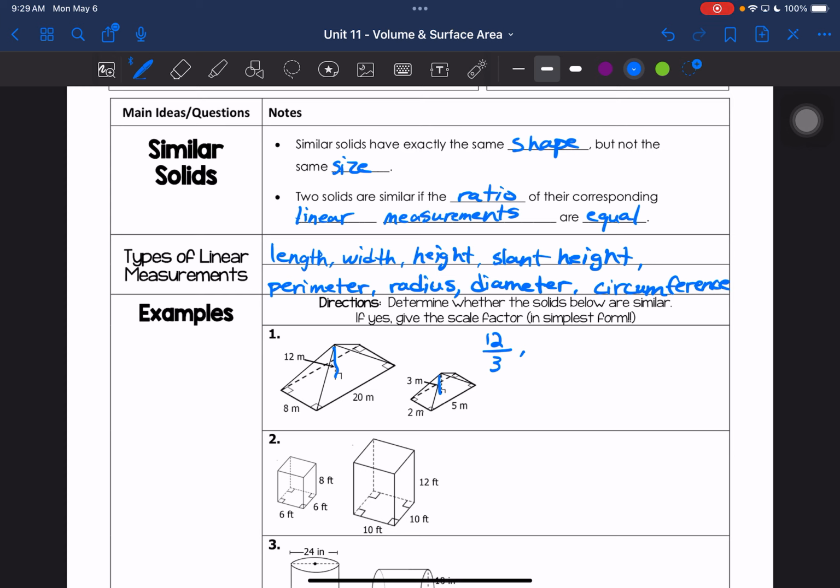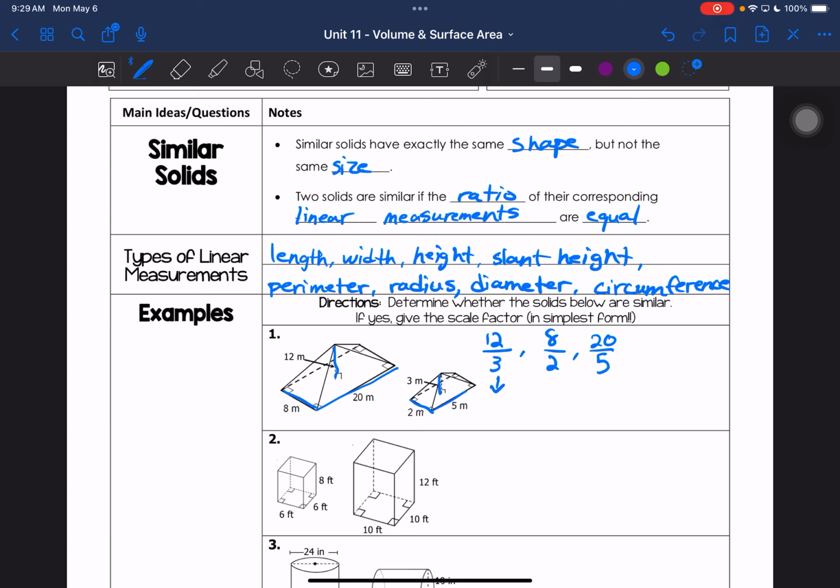I am going to look at this measurement now, the 8, that is compared to the 2 on the other shape. And then the last ratio would be the 20 and the 5, so 20 over 5. So now we have to determine whether all of these ratios are equal. And if they are, then we can say, yes, they're similar. So you would just simplify these ratios as much as you can.